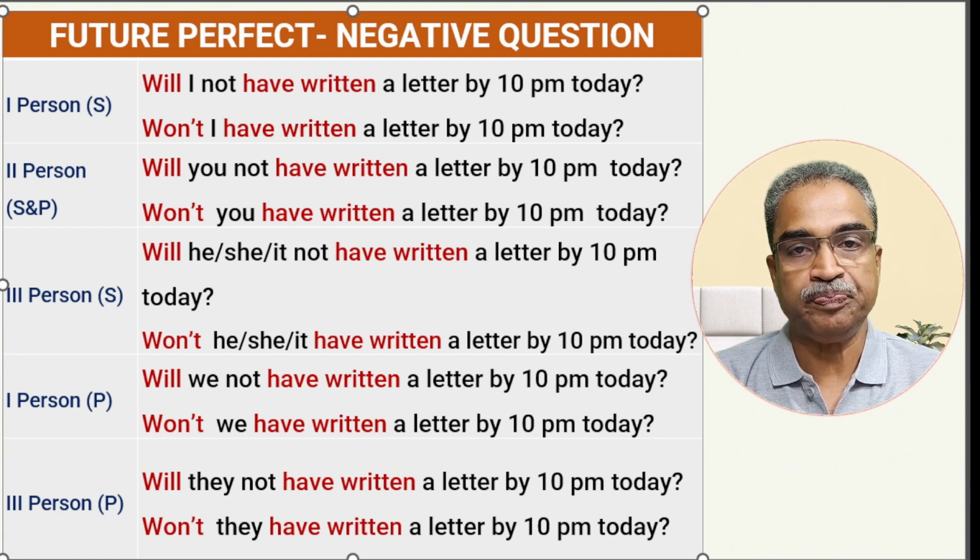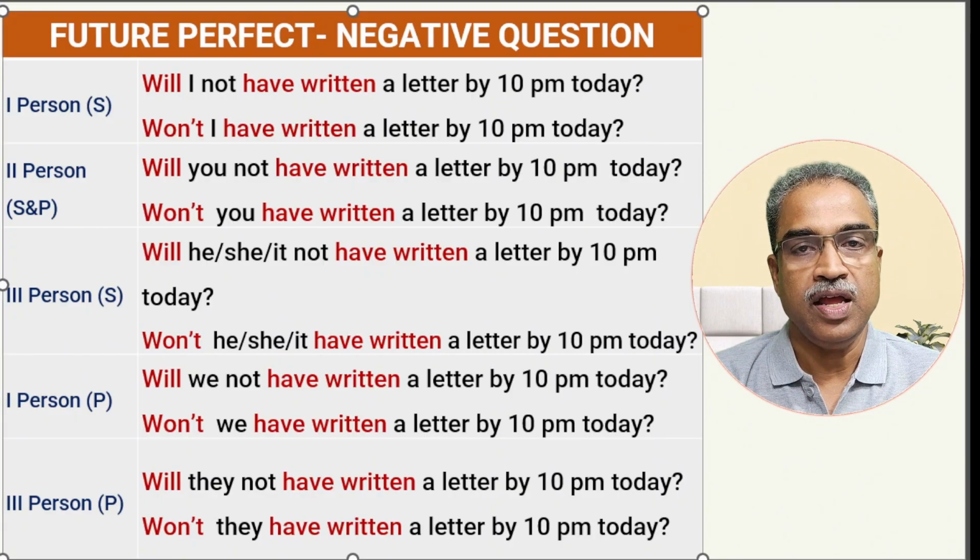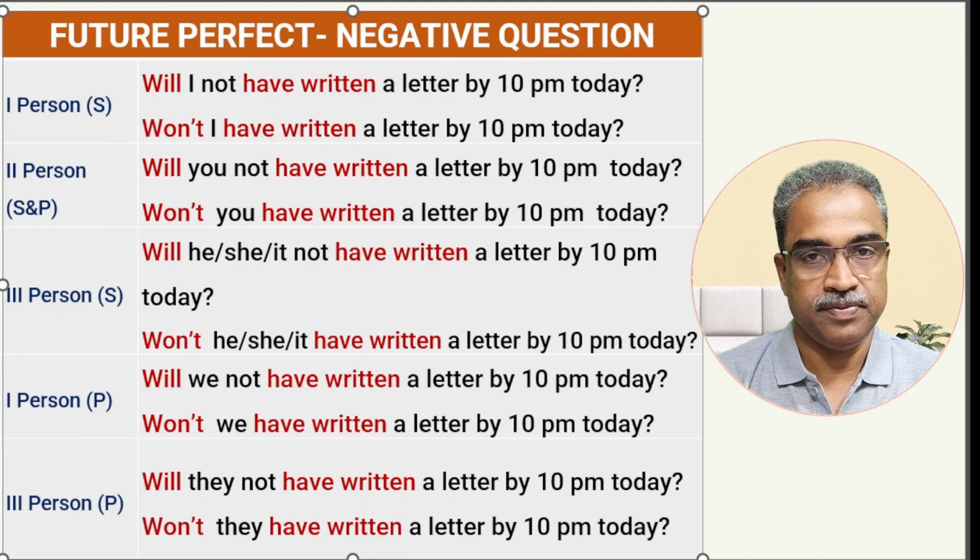So please do go through these things once again if you have not understood, and make sure that you know where we place the subject, the verb, the negative word, the auxiliary verb, the main verb, both in the statements, in the negative statements, and questions and negative questions.